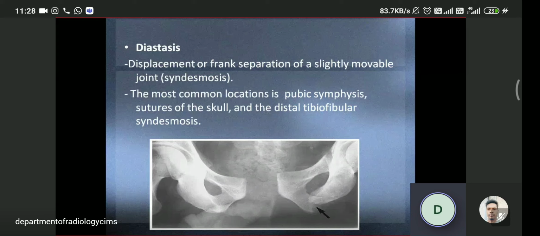Sorry, this is diastasis. What is diastasis? Diastasis is the displacement or frank separation of a slightly movable joint. When you see the dislocation or subluxation in the joint part, use the word diastasis.